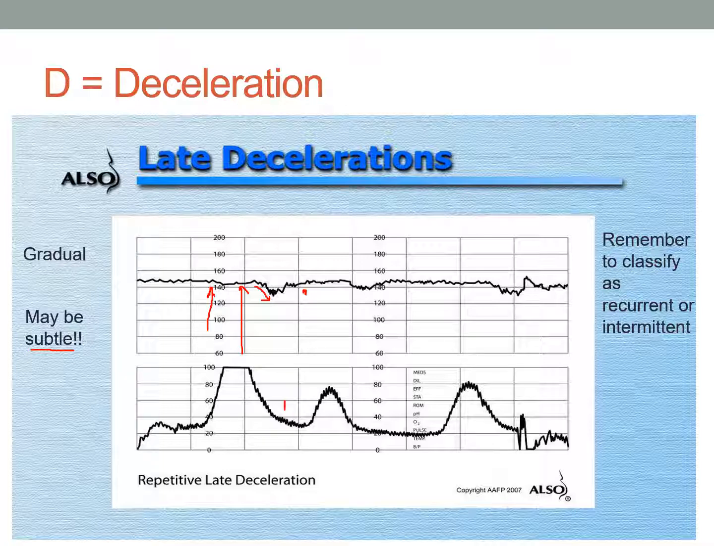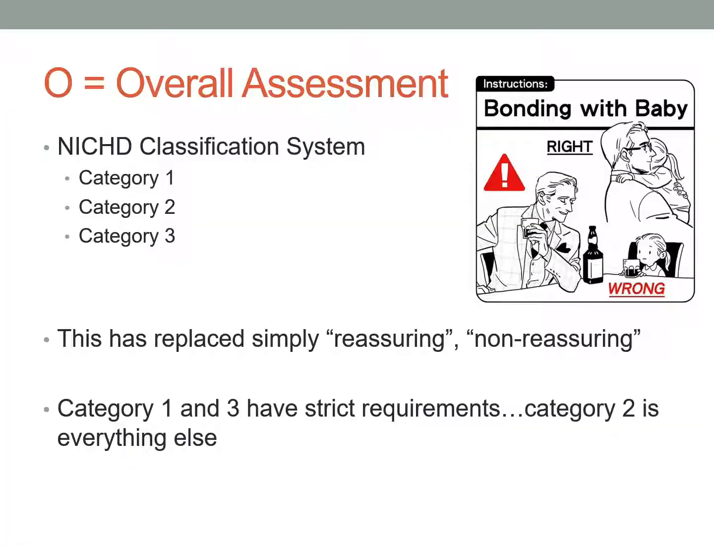Remember also, you want to classify them as recurrent or intermittent. The ones shown here are recurrent. You've got 3 contractions and you've got 3 late decelerations. So the mechanism again is uteroplacental insufficiency causing a chemoreceptor response. It's a multi-step process. It takes a little while for these to show up.